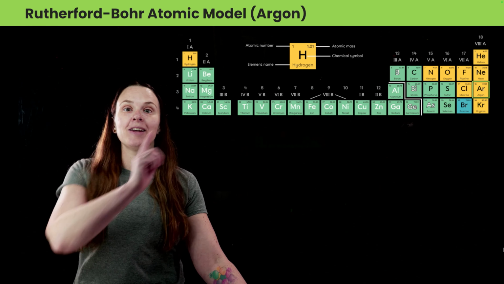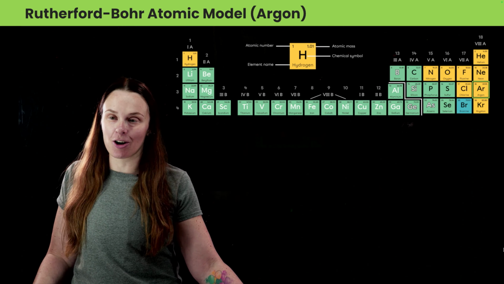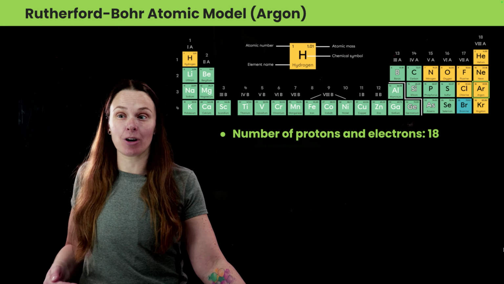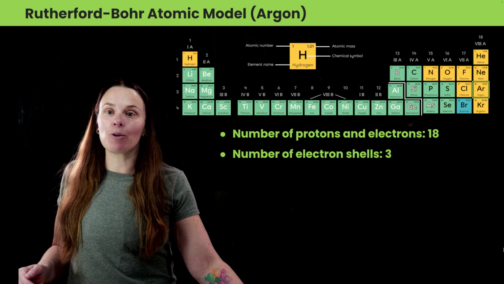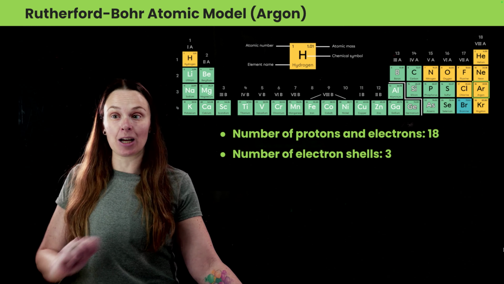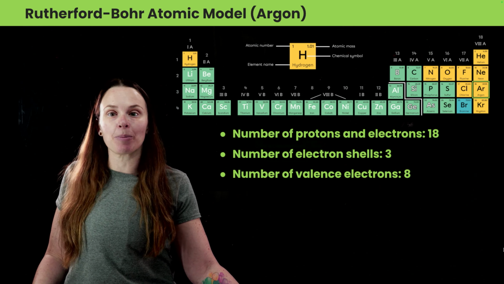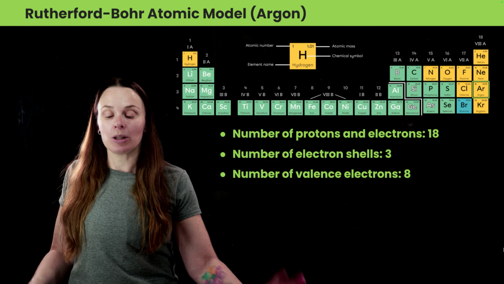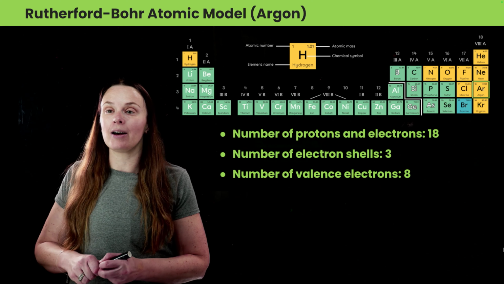Remember, argon is over there at the end in our noble gases family. We write down that the number of protons and electrons, its atomic number, is 18. We know that it has 3 electron shells because it is in period number 3. And we also know that the number of valence electrons is 8 because of our Lewis dot diagram that we just did. So let's construct our Rutherford-Bohr model.